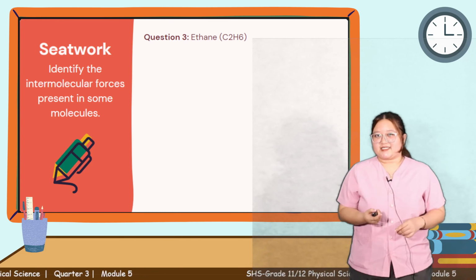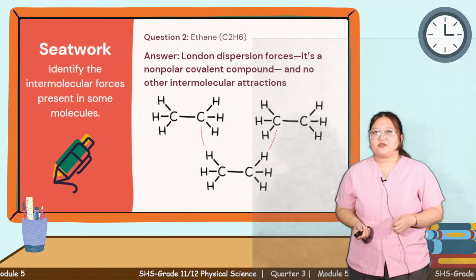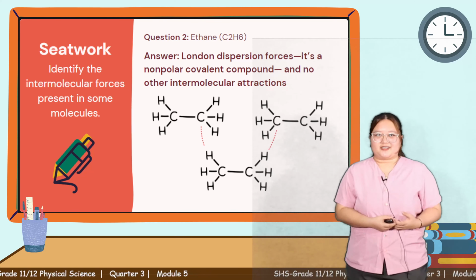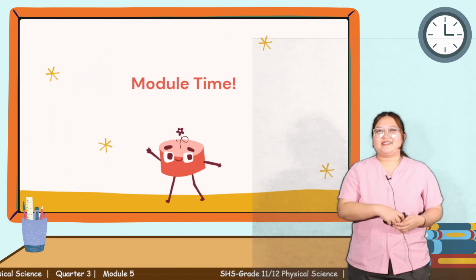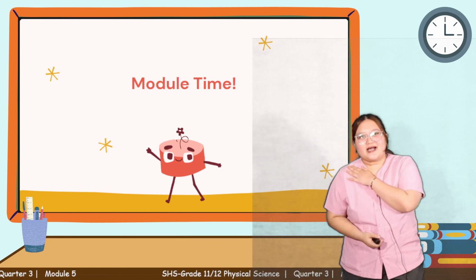And your answer is? Alright, so we have London dispersion forces because it's a non-polar covalent compound and no other intermolecular attractions. Very good. Kindly give yourselves a tap on the back because you did great in that activity.